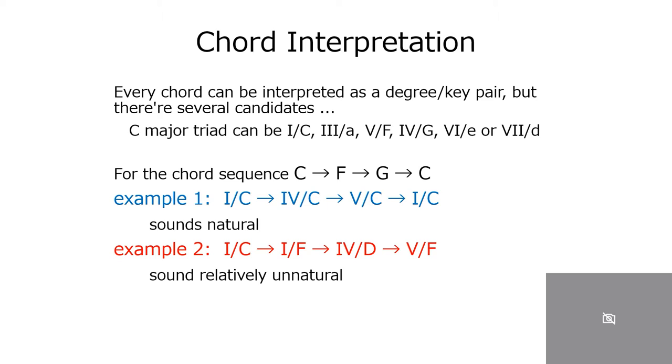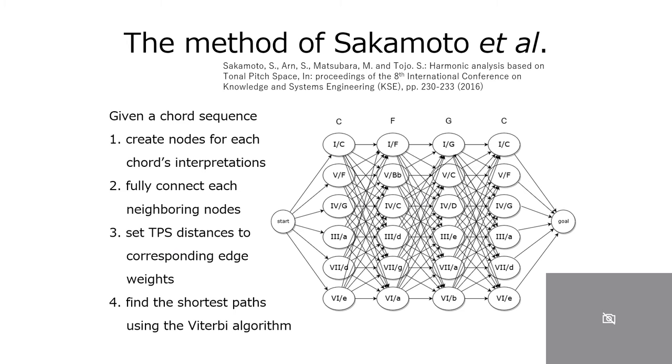But when put in a sequence, not all the candidates are equally plausible. For instance, for the sequence C F G C, we believe the majority of us prefer the first example to the second one. To find out the most plausible interpretation path for a chord sequence, Sakamoto et al. have proposed a graph whose edges reflect the cost or the distance of neighboring chord interpretations. In that graph, we can find the most plausible interpretation path as the shortest path.